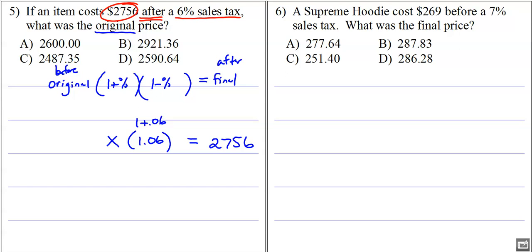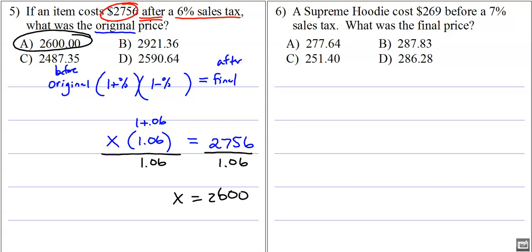And now to solve, you always got to divide and you got to work backwards. Divide both sides by 1.06. 2756 divided by 1.06 is 2600. So correct answer here is A.